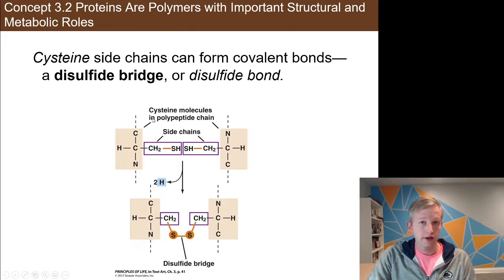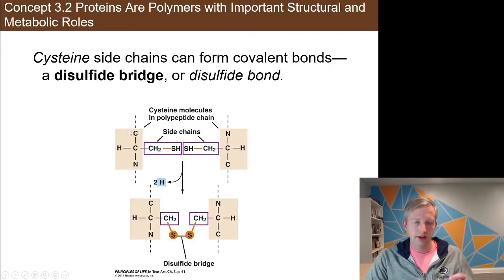Okay, so here is the special case of cysteine. When two cysteine amino acids are situated near each other, and they don't actually have to be next to each other. I don't think they could be next to each other.